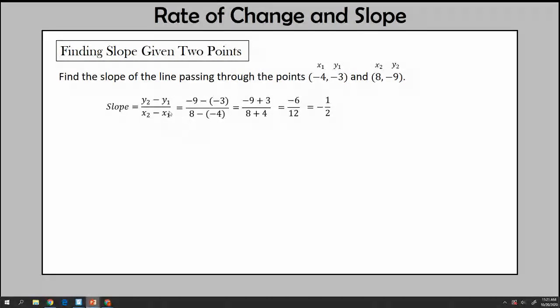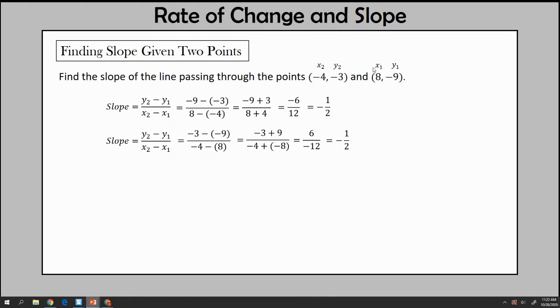Just so you get a clear picture of this, I can switch these two. Let's say I decide to make -4, -3 my second ordered pair and 8, -9 my first ordered pair. Follow the rules and we're going to get the same answer. So y2 minus y1 is -3 minus -9, over -4 minus 8. -3 minus -9 becomes -3 plus 9, and -4 minus 8 is -4 plus -8. That gives me +6 over -12, which is -1/2.